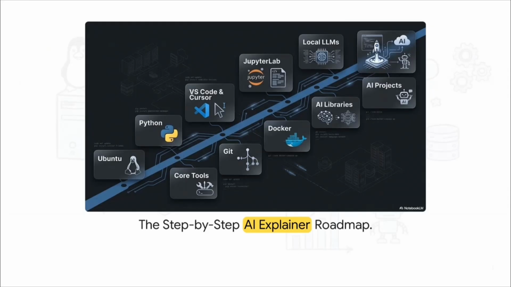This perfectly illustrates the path we're taking today, from a totally clean Ubuntu install straight through to launching your own private AI projects. Notice how everything connects here. We don't just magically jump straight to AI, we lay down Ubuntu, then Python, our core tools, version control with Git, containerization with Docker, and then we get to the really fun stuff like JupyterLab and local LLMs.